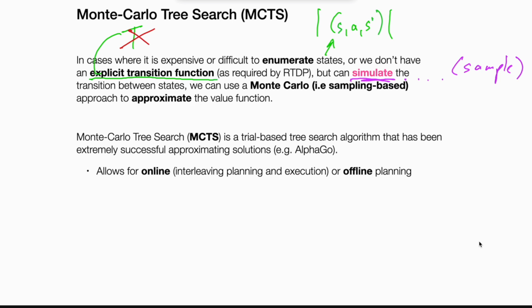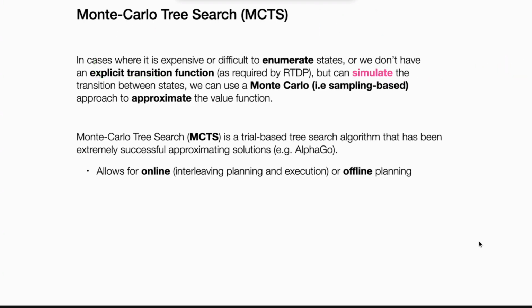And in particular, we're going to look at something called Monte Carlo tree search. So Monte Carlo tree search moves away from needing to know the model and does sampling and uses the results of sampling, so the sampling statistics, in order to compute action choices. We can run this online or offline, like RTDP.